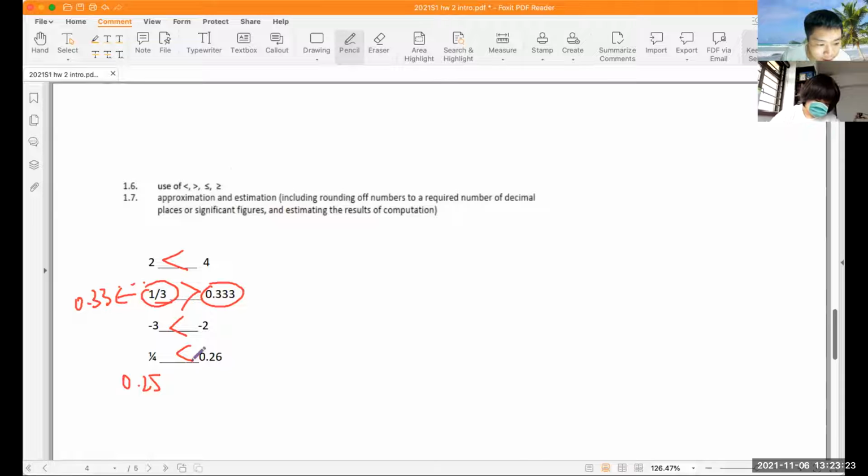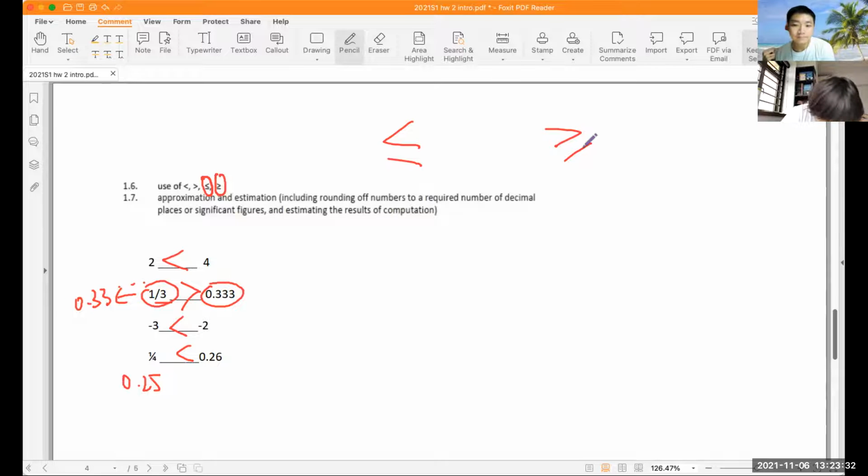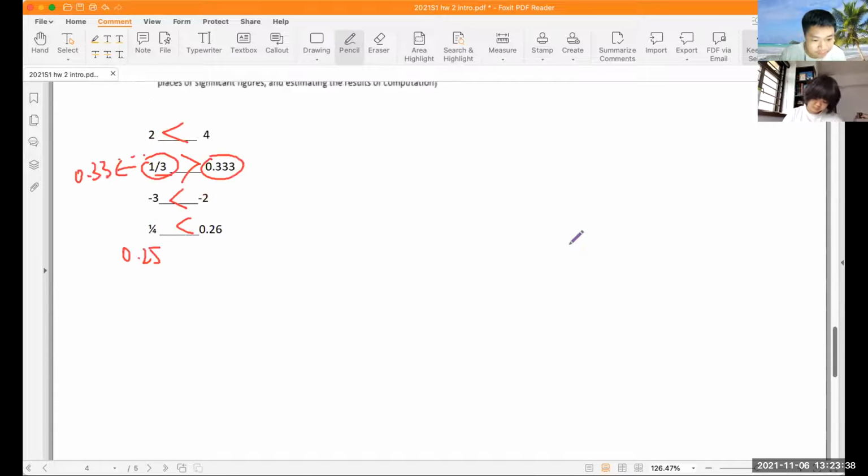Then you must be wondering, when do we use this sign? When? I don't know. I've never learned it. Okay, good. So let's talk about these two signs.